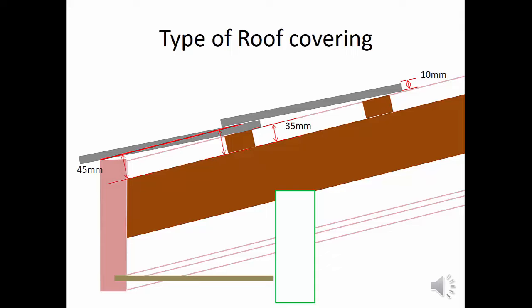This diagram shows a roof tile scenario where the batten thickness is 35 millimeters, the roof tile thickness is 10 millimeters, and the belcast height has been set correctly at 45 millimeters to maintain the correct angle of the roof tiles.